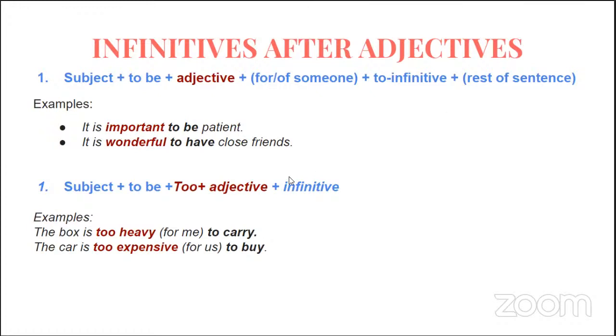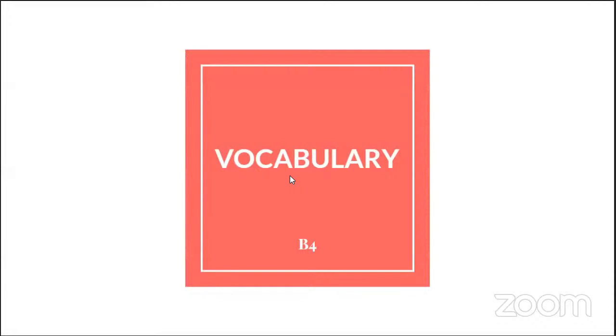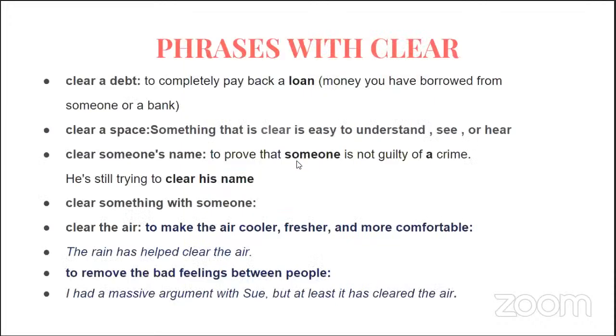Let's please move forward. Well, next we are going to start with vocabulary from unit number 4, the last unit. And what are we going to be reviewing in this unit? We are going to be reviewing phrases with clear. So here we have the first phrase. Clear a debt means to completely pay back a loan. And what is the meaning of loan? It's the money you have borrowed from someone or a bank.